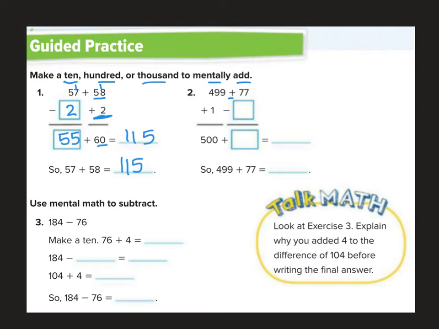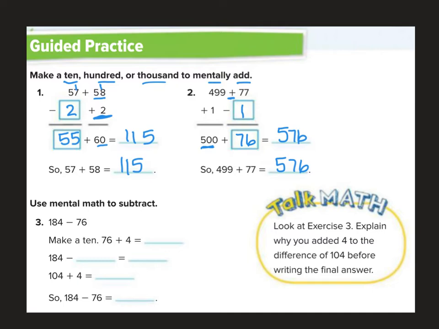So 57 plus 58 is 115. Okay, look, again, we're adding. Now this time I'm going to make 100 because look here, 499 plus 77. So if I just add 1 to that, I get 500. So that means I need to subtract 1 from 77 to get 76. 500 plus 76 is 576. So that means 499 plus 77 is 576.